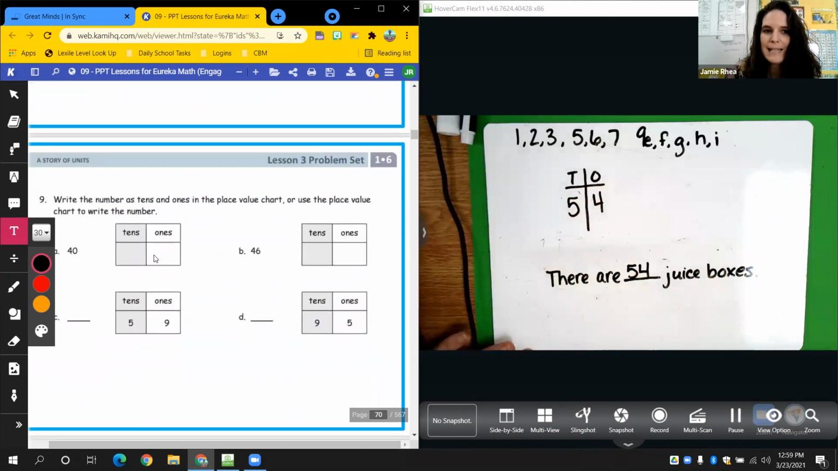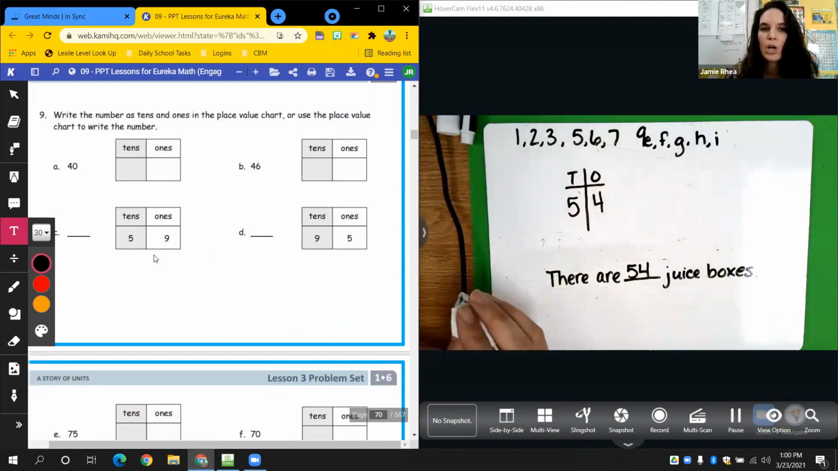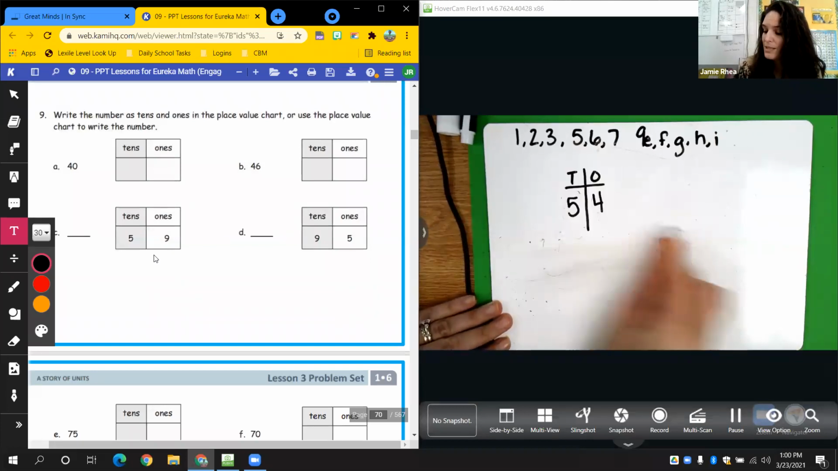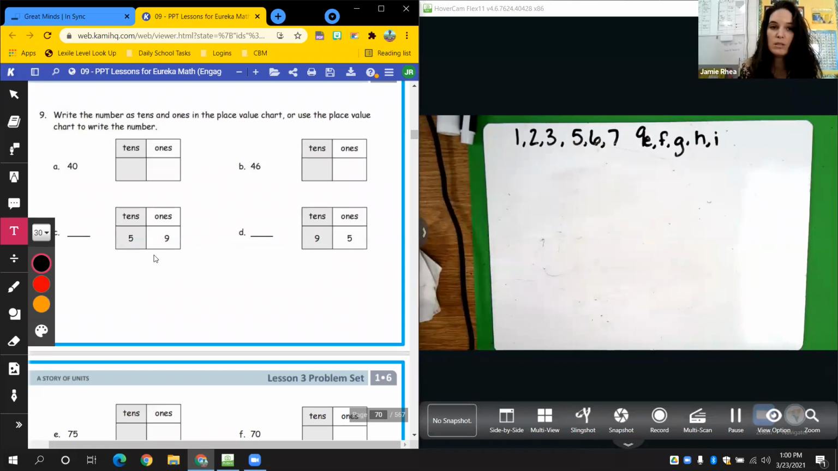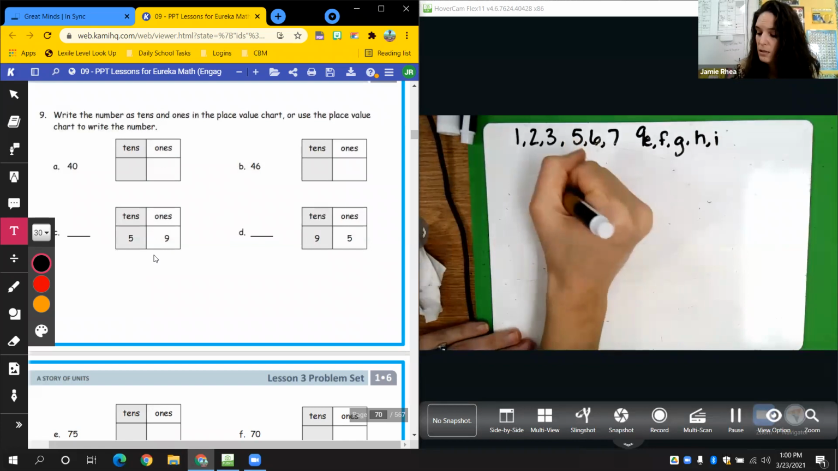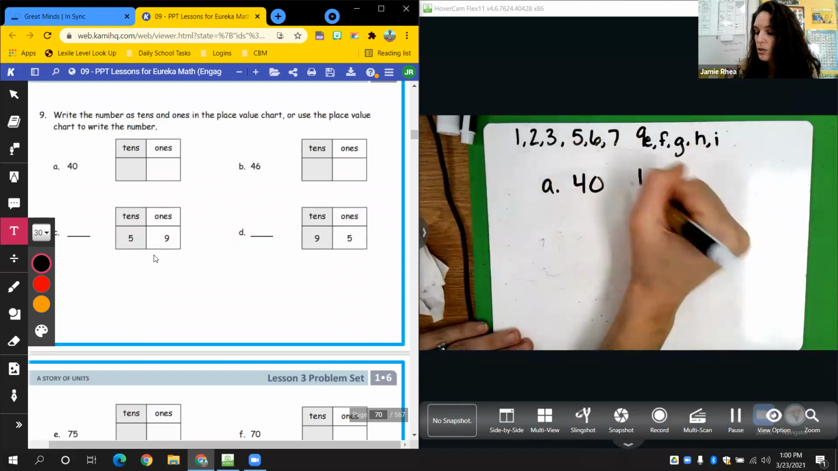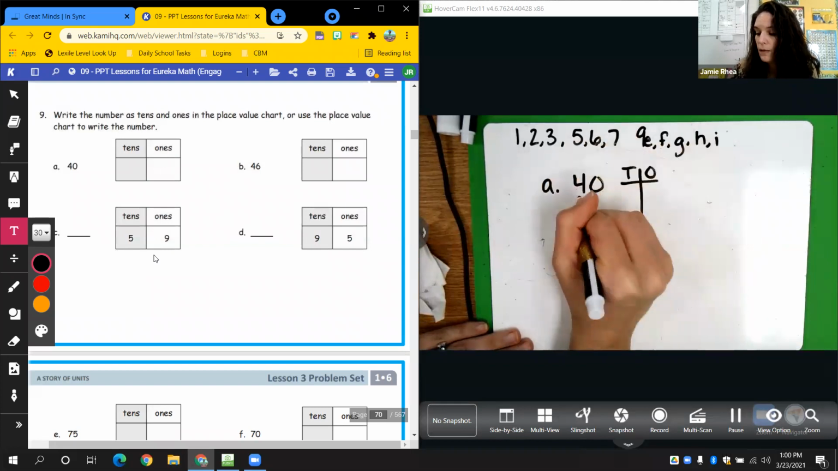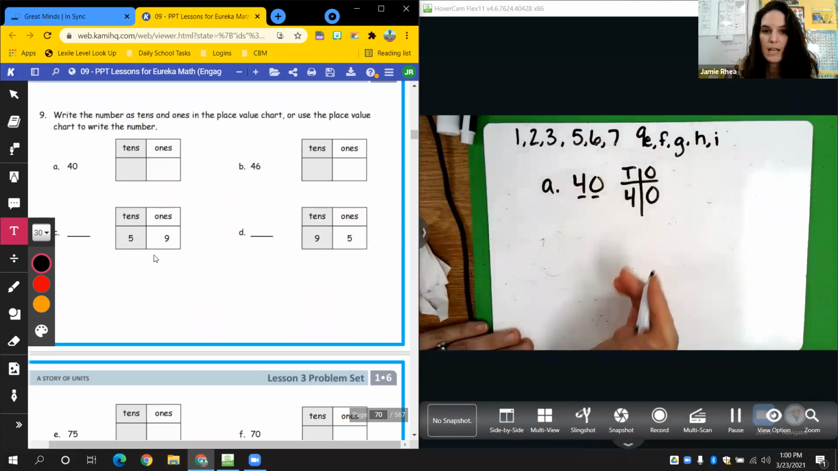Now let's look at 9. 9's a little different. It says write the number as tens and ones in the place value chart, or use the place value chart to write the number. So some of the time you have the number given to you and you have to do the tens and ones, like A. So let's look at A. A, the number is 40. It wants you to put it in your tens and ones. 4 tens, 0 ones. That's how you do A.